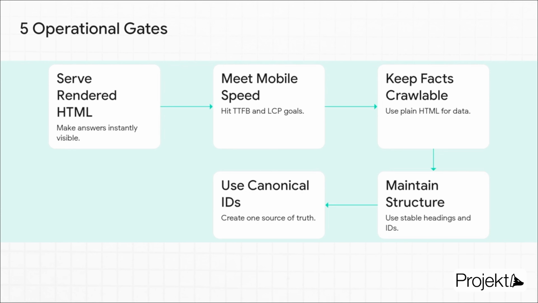So let's do a quick recap. Here are our 5 operational gates. First, make sure your answer is in the initial server rendered HTML. Second, hit your mobile speed targets. Third, keep your facts in plain, crawlable markup. Fourth, maintain a stable, predictable structure. And fifth, use canonical IDs to set up a single source of truth.